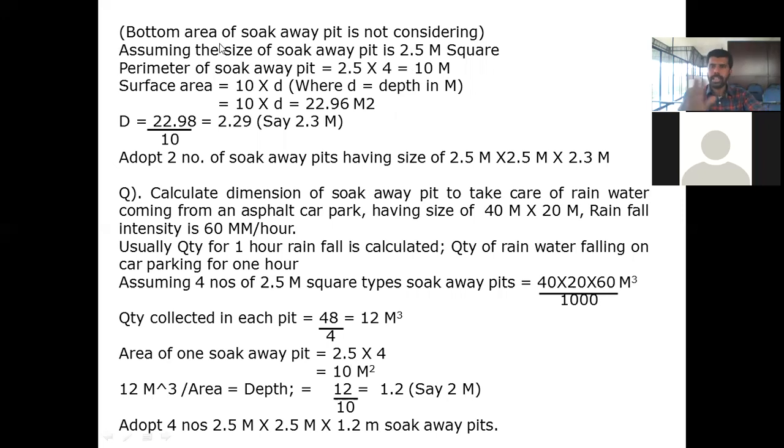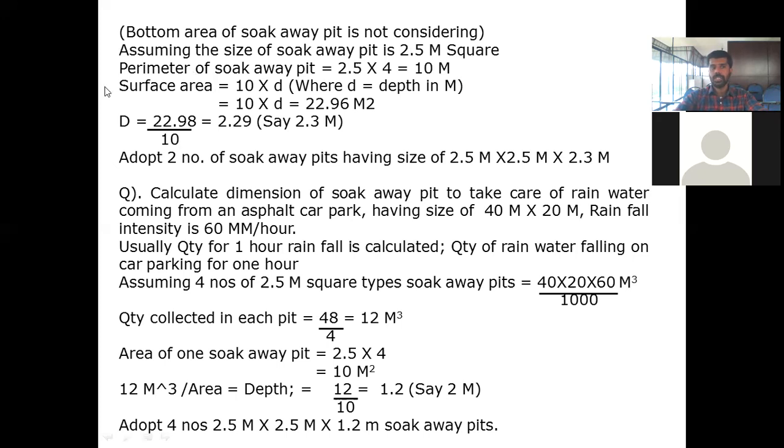Okay, for example, we are giving the length and width as 2.5 meter because it's a square, so both the sides will be the same. If you are choosing 2.5 meter, the perimeter will be the sum of all the sides, right? 2.5 plus 2.5 plus 2.5 plus 2.5, or 2.5 into 4, is 10 meter. 10 meter is the perimeter.